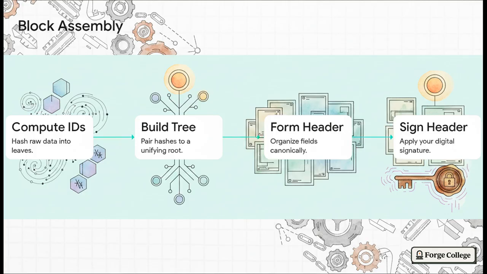Step 2, we build the Merkle tree by pairing those hashes together over and over again until we reach one single unifying root. Step 3, we construct the header. We take that Merkle root and organize our fields in a strict canonical byte order. And finally, Step 4, we apply our digital signature, sealing that canonical header with our private key. It's a beautiful process, isn't it?